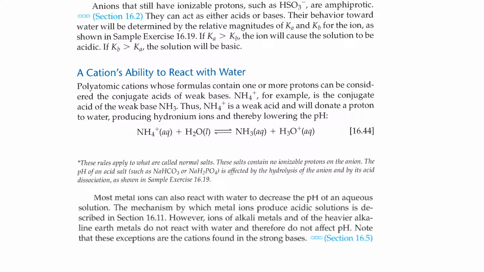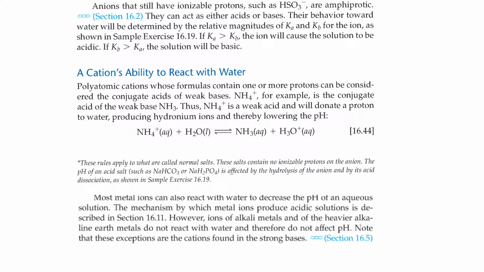A cation's ability to react with water. Polyatomic cations whose formulas contain one or more protons can be considered the conjugate acids of weak bases. Ammonium, for example, is the conjugate acid of a weak base, ammonia. Thus, ammonium is a weak acid and will donate a proton to water, producing hydronium ions and thereby lowering the pH. Most metal ions can also react with water to decrease the pH of aqueous solution.